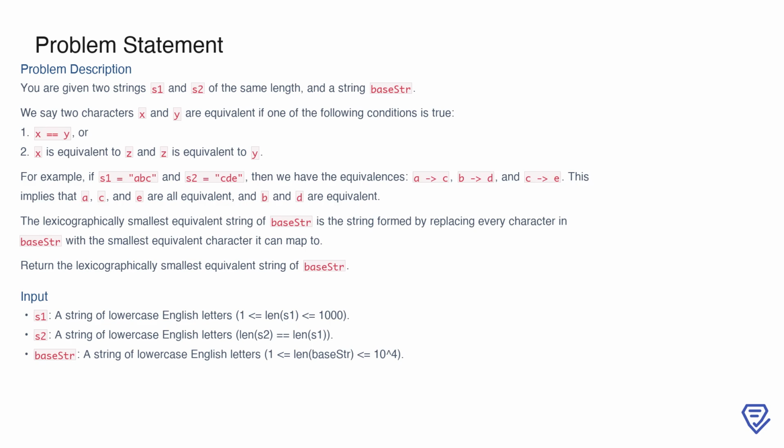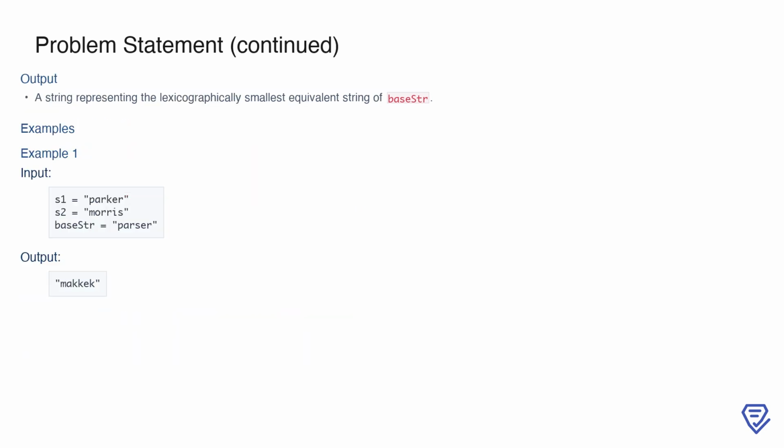Let's see how the input and constraints are structured. The output for this problem is simply the lexicographically smallest equivalent string of baseStr, derived by following the equivalence rules. For a better understanding, let's look at the first example. Here, S1 is parker, S2 is morris, and baseStr is parser. The output string is makkek. This output is generated by replacing each character in baseStr with its smallest equivalent character. To understand how this transformation is performed, we'll break it down step by step.